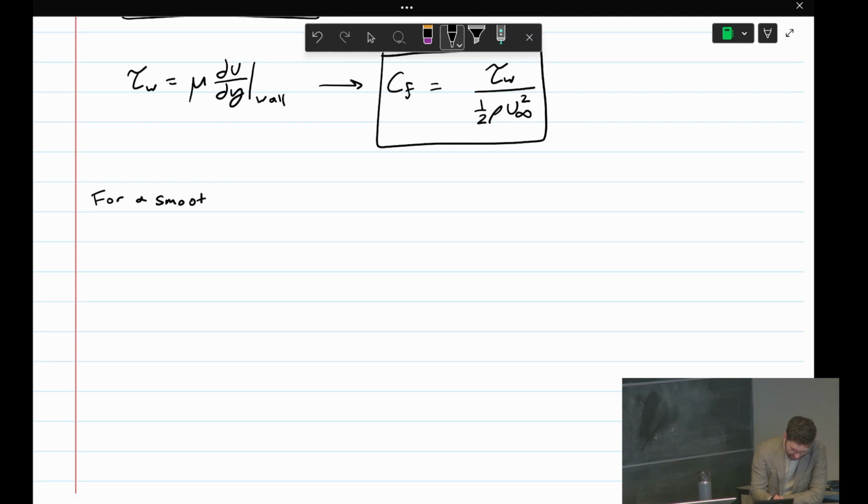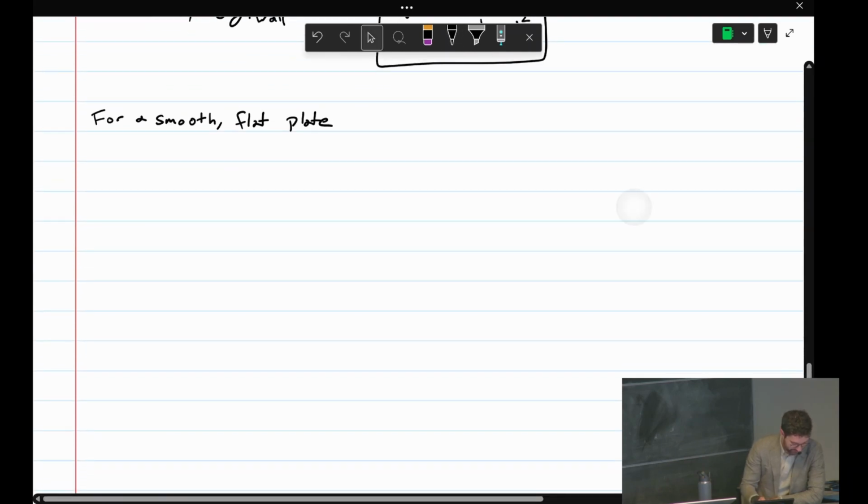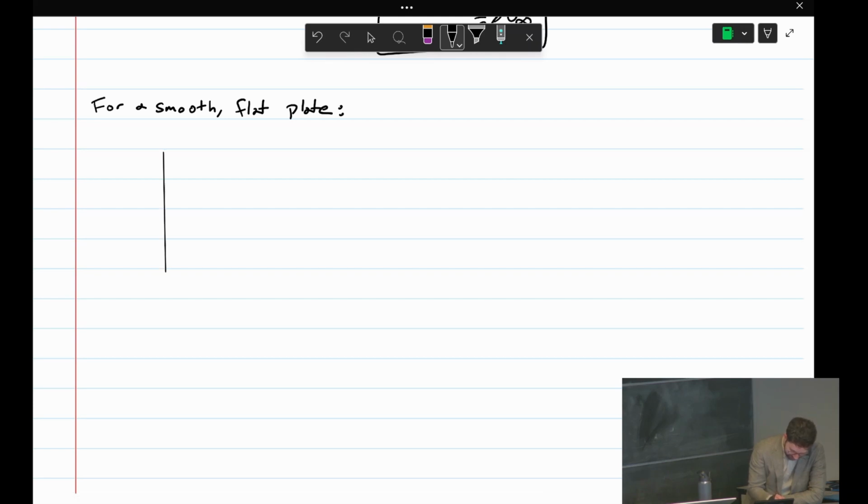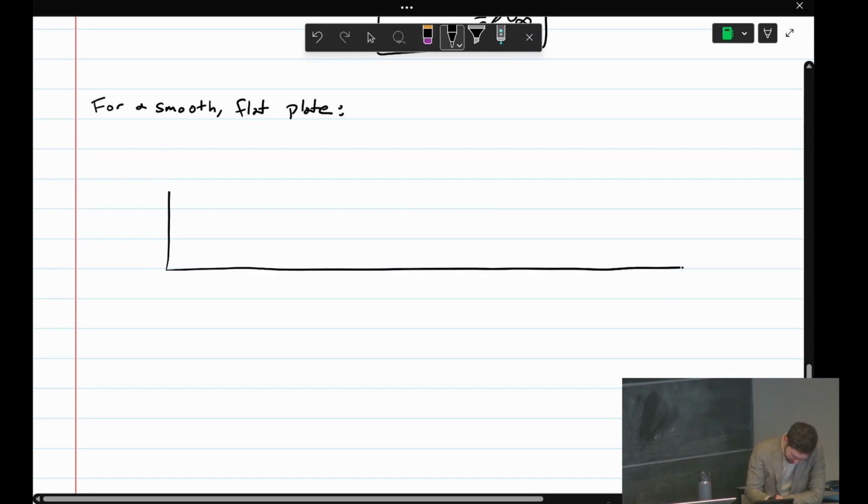So for a smooth flat plate, we're going to get the following relation. This is going to be a plot of boundary layer thickness, delta x, which we've defined above, versus the Reynolds number of x.